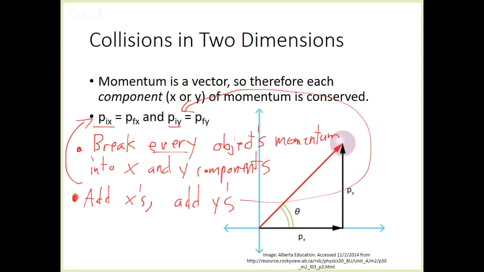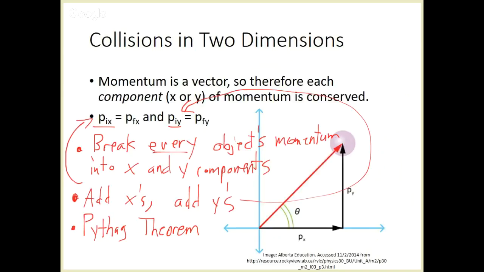From there, to find the final velocity, well, you know the final momentum of these two objects stuck together in the x direction. You know the final momentum of the two objects stuck together in the y direction. To get the ultimate final momentum, you can just Pythagorean theorem it. And you've got the full momentum.